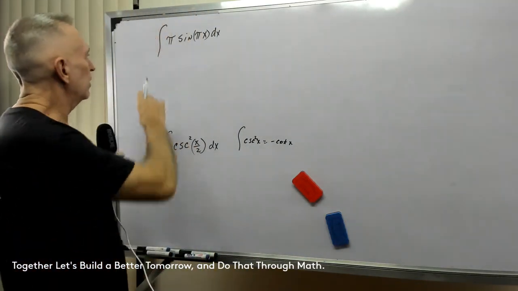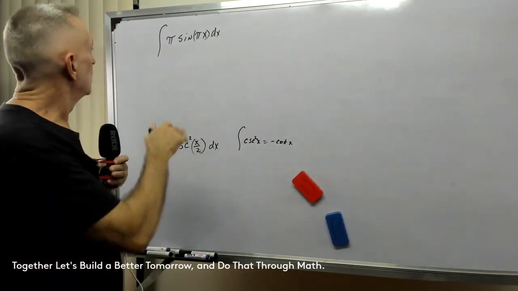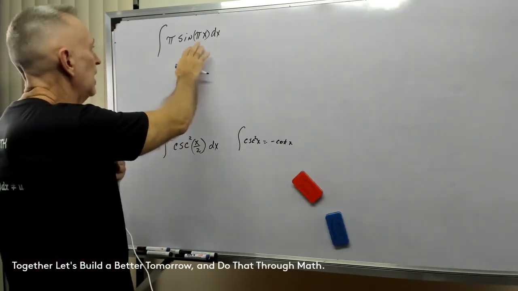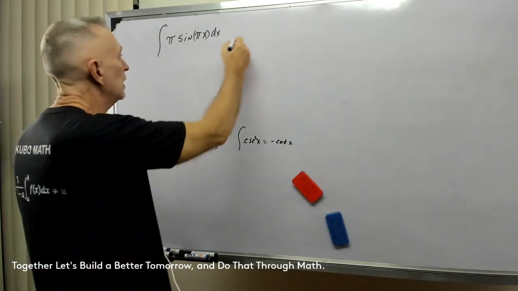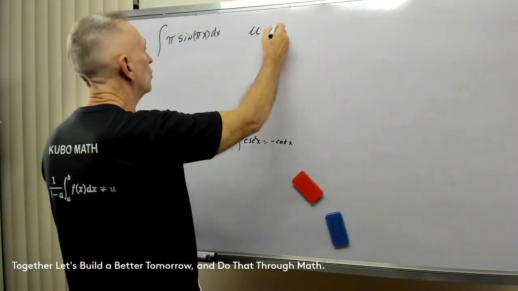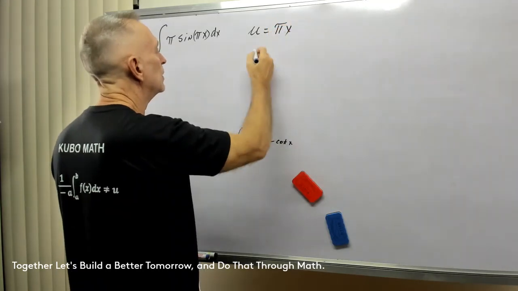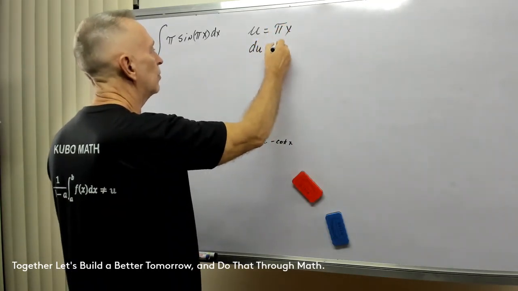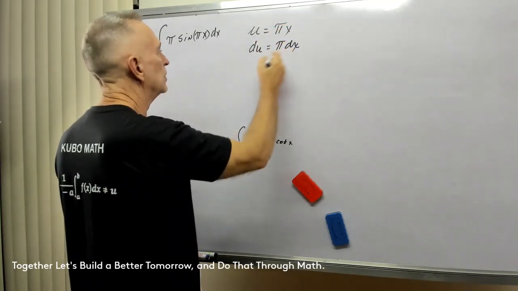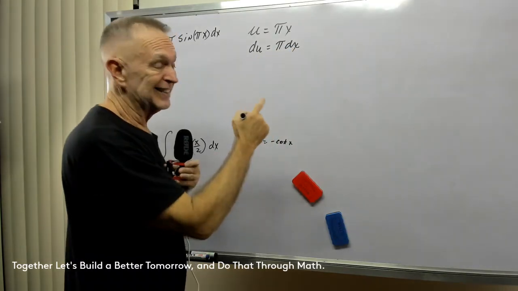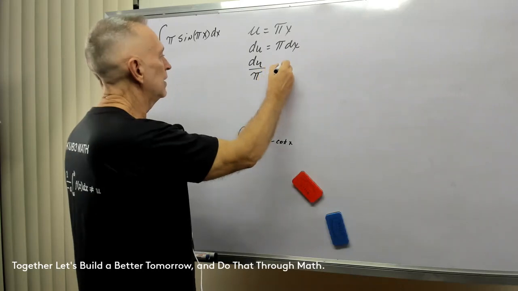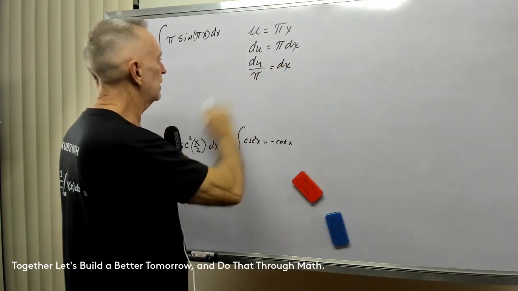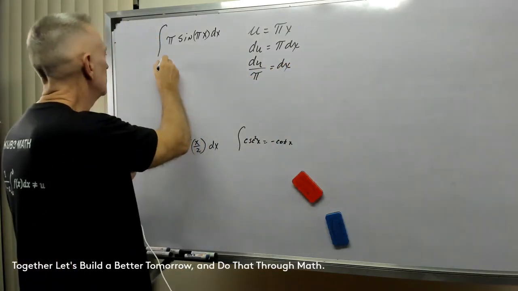Okay, we have the integral of pi sine pi x dx. Let's let u equal pi x. du then will equal pi dx. So if we isolate dx, we have du divided by pi equals dx. Okay? Alright, let's sub some things in here.